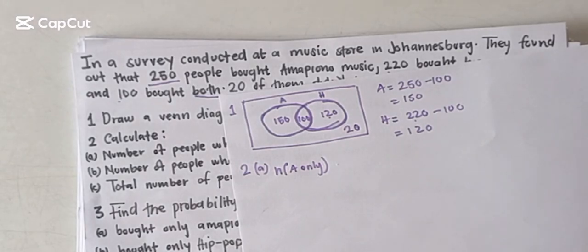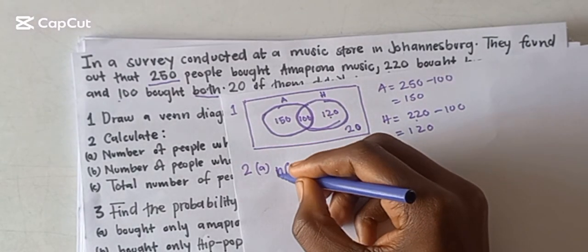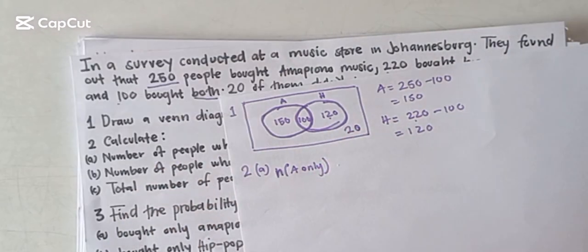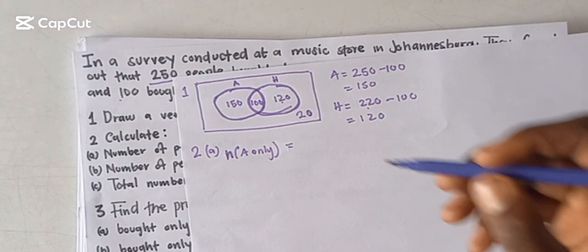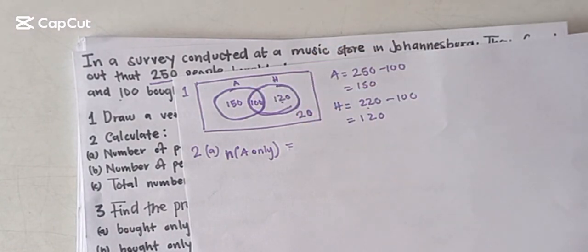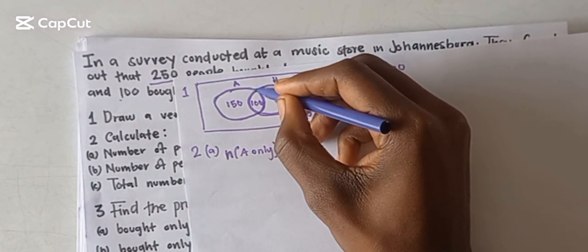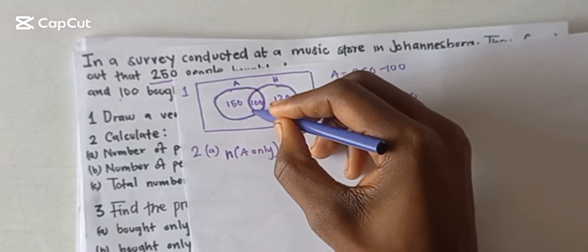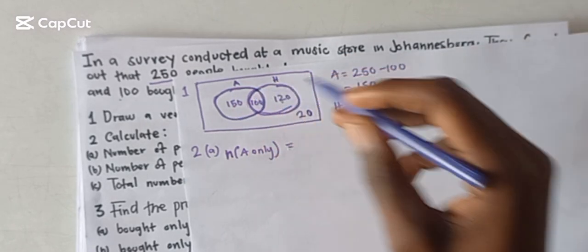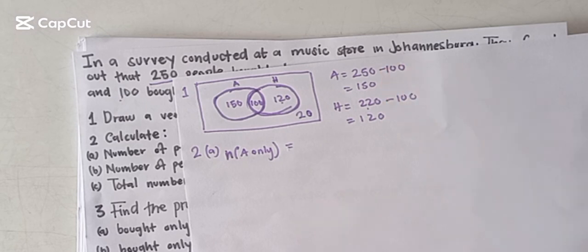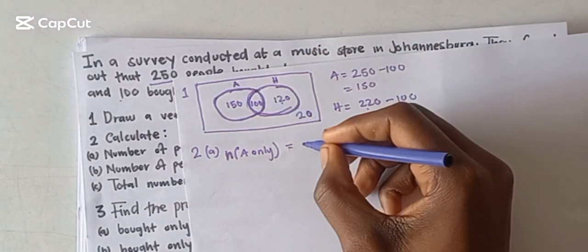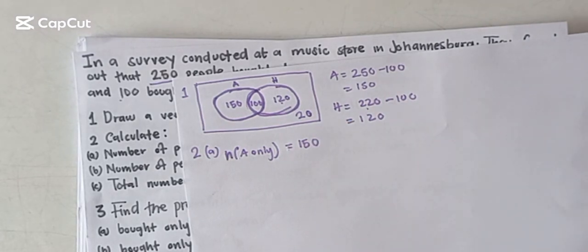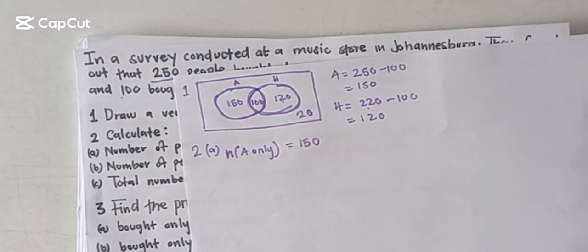So there is a language, there's a notation that we write in probability. So we're going to write this, it represents the total number of Amapiano only. So for Amapiano only, where do we find this kind of number? For those people who bought Amapiano only, where do we find them? We find them here in this circle, which is 150. We don't include the 100 because the 100 bought both, and here they want only Amapiano. So which is 150 using our Venn diagram. So Venn diagram, it simplifies absolutely everything for us.